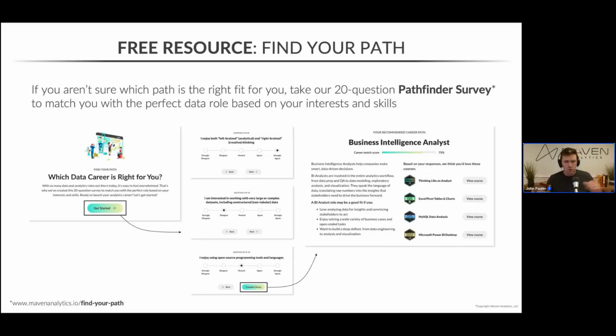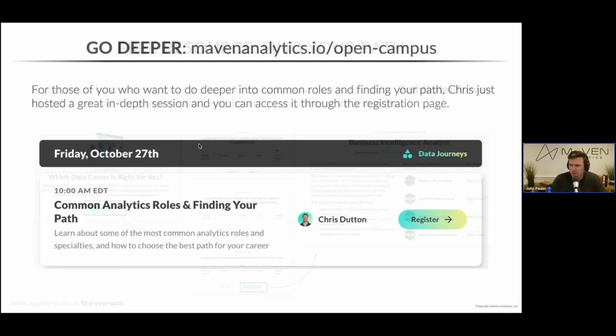But it's a great little tool where you can basically go in and answer some questions about what you like, the type of work that you're interested in, what your skills are, what you want to learn, and it will point you towards which of those paths is probably going to be the best for you. So really awesome. And that one's free all the time, not just during Open Campus Week. This tool is there for everybody.